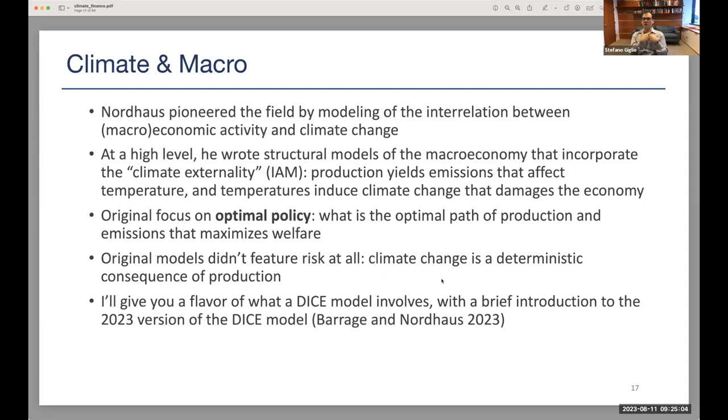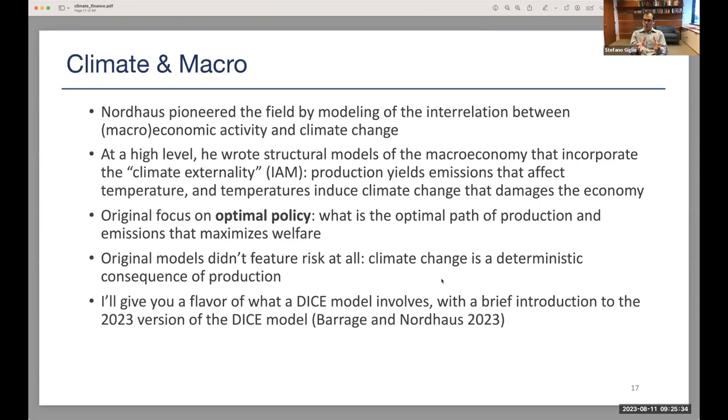Think of them, in the language of macro, as a big structural model where in addition to your productive activity, you also have the climate. These models started very simple and they've been evolving, becoming much more complicated because computational power has increased. They're typically solved numerically anyway. So now they're very rich. They try to be very rich in the way they model the climate dynamics, very rich in the way they model the economy, and very rich about the interactions. So they become potentially very large.